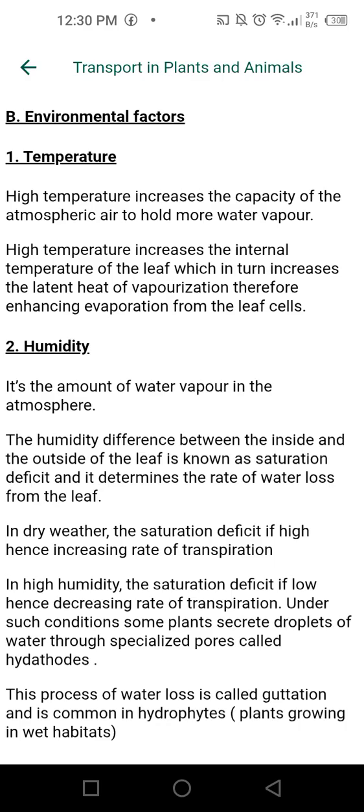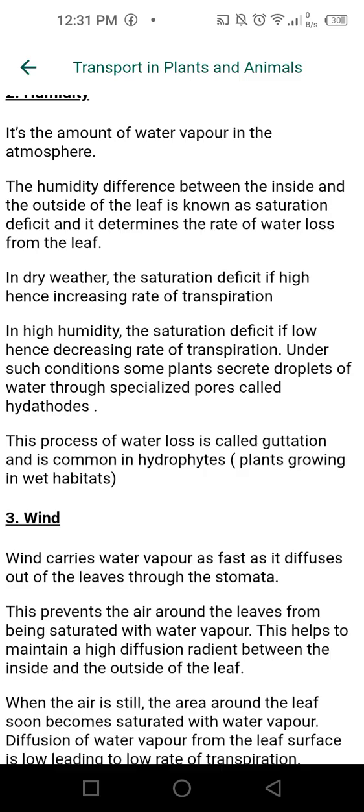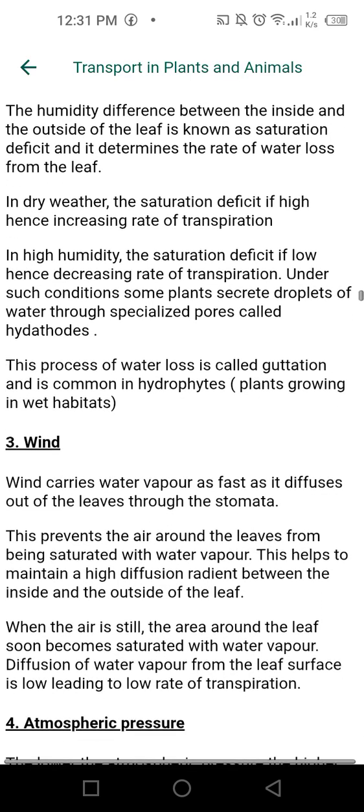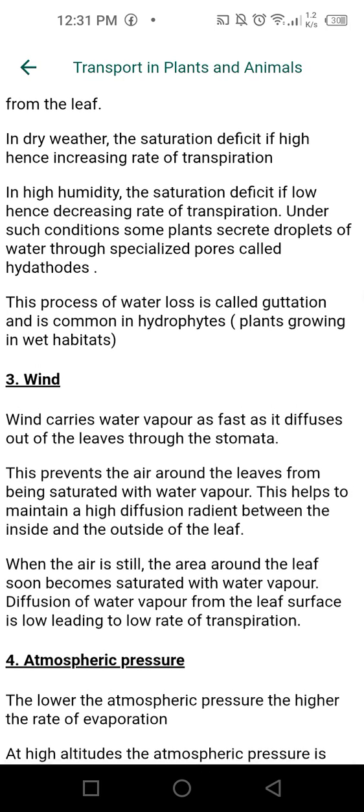3. Wind. Wind carries water vapor as fast as it diffuses out of the leaves through the stomata. This prevents the air around the leaves from being saturated with water vapor. This helps to maintain a high diffusion gradient between the inside and the outside of the leaf. When the air is still, the area around the leaf soon becomes saturated with water vapor. Diffusion of water vapor from the leaf surface is low, leading to low rate of transpiration.